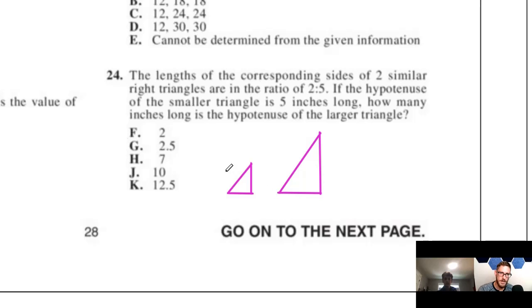Okay, so we're given the hypotenuse of this triangle. The smaller one is 5. How many inches long is the hypotenuse of the larger triangle? So what do you think? What was your approach to try and figure that out? I did it like you have the 2 to 5 ratio. So then I did 5 times 2 equals 10. And then I think I did 5 times 5 equals 25.